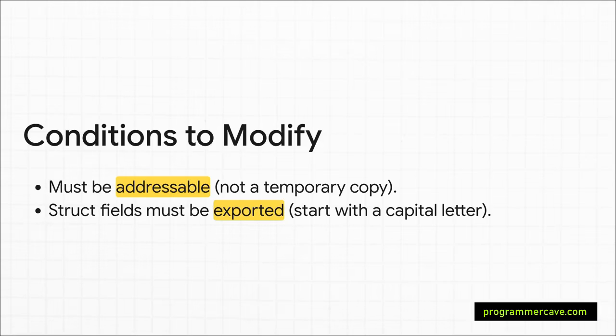Second, and this is super important for structs, the field you want to change must be exported. It has to start with a capital letter. This is Go's way of protecting private fields. Even with the power of reflection, Go won't let you just stomp all over a type's private business.